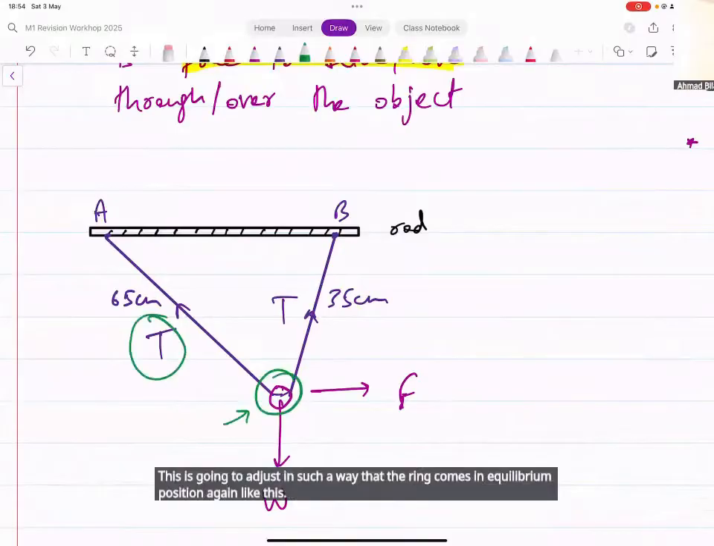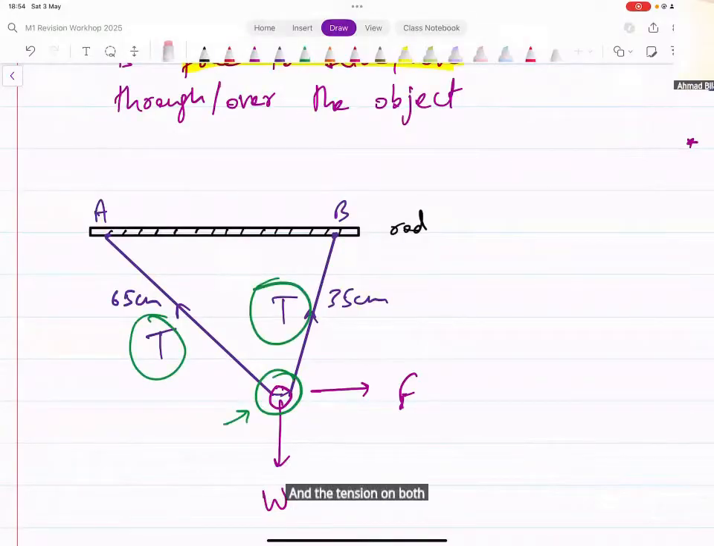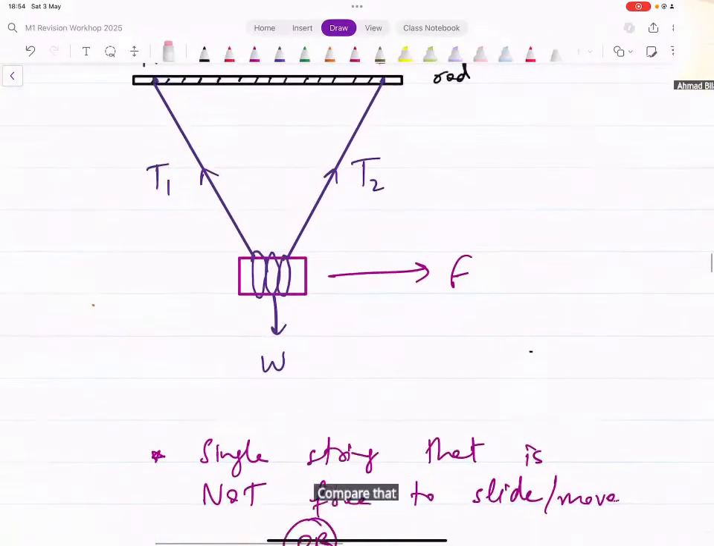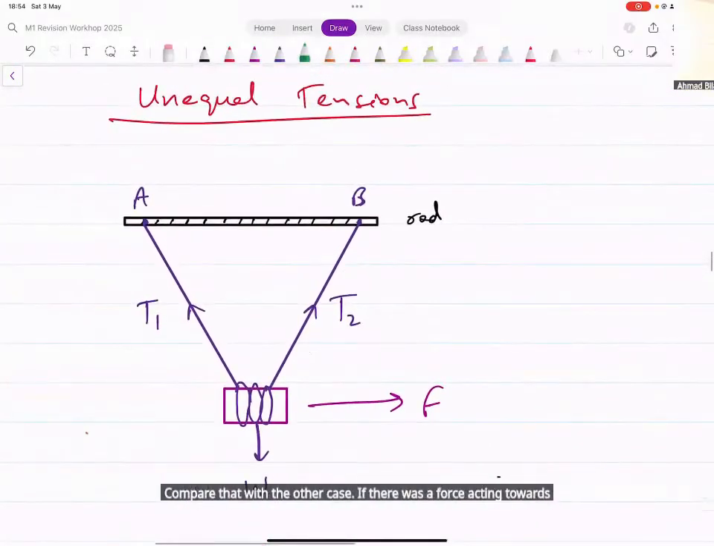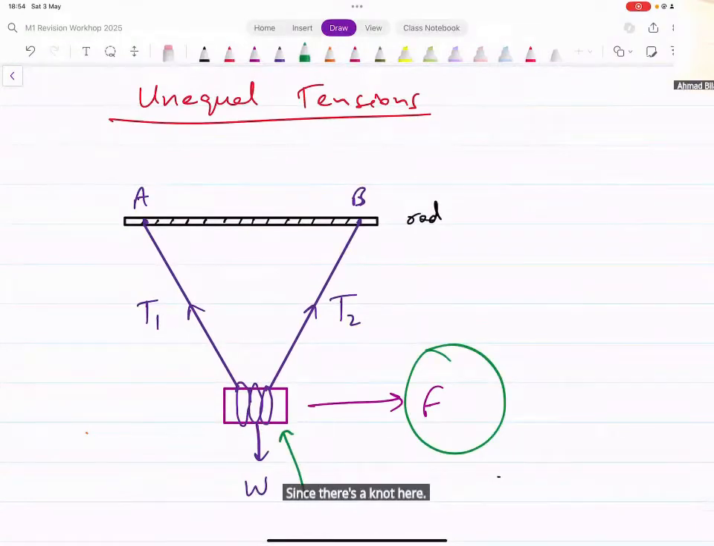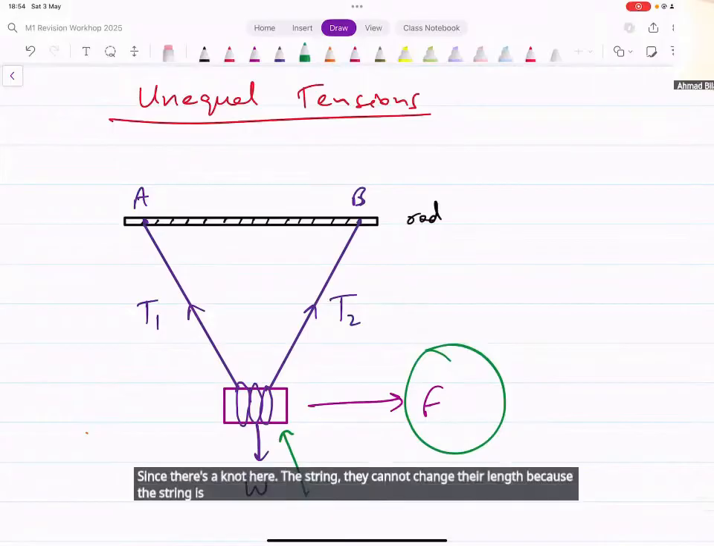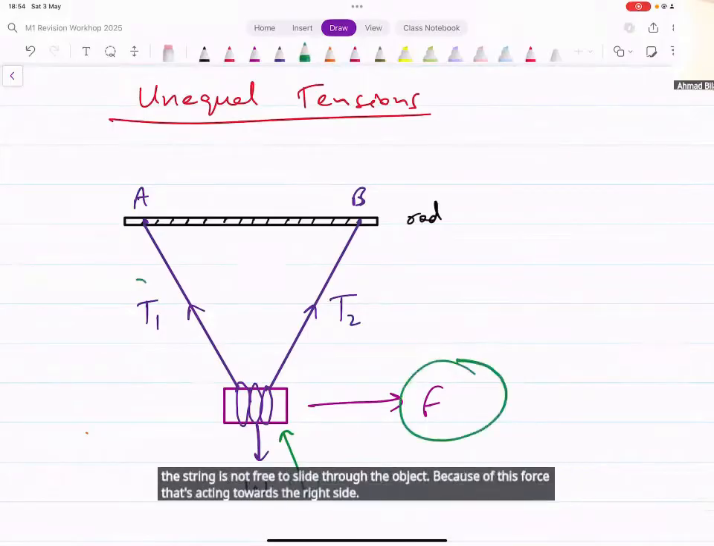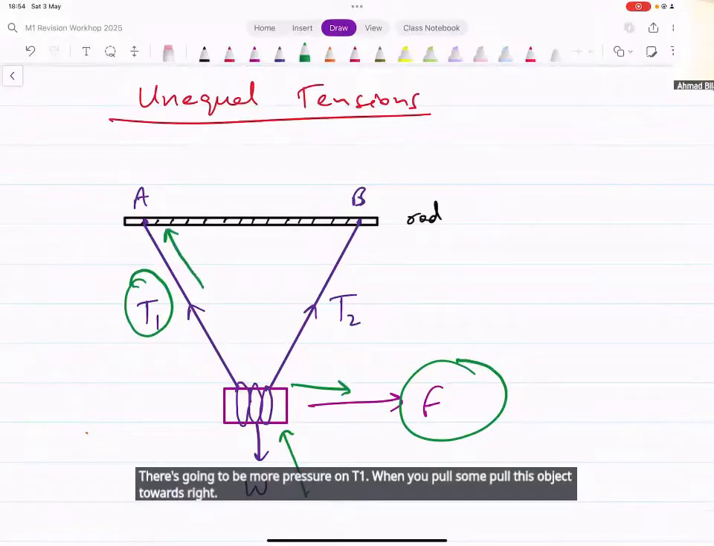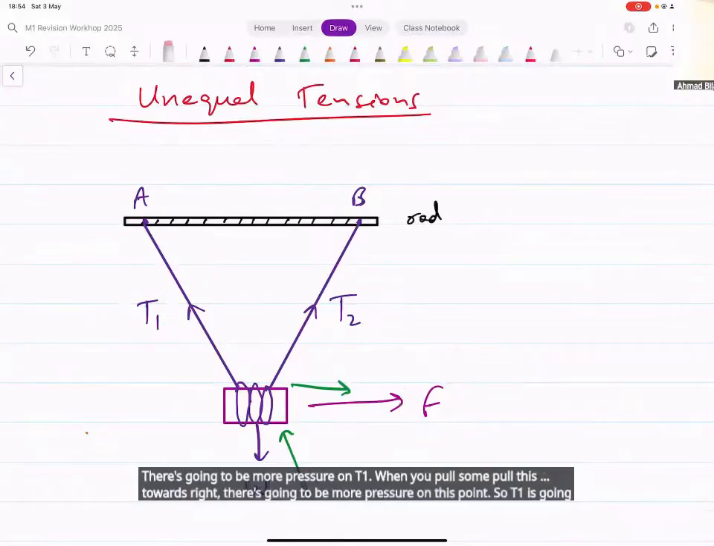And the tension on both sides, they're also going to adjust and they will become equal to each other. Compare that with the other case. If there was a force acting towards the right side in this case, since there's a knot here, the string cannot change its length because the string is not free to slide through the object. Because of this force acting towards the right, there's going to be more pressure on T1, right? When you pull this object towards the right, there's going to be more pressure on this point. So T1 is going to be bigger than T2 in this case, right?